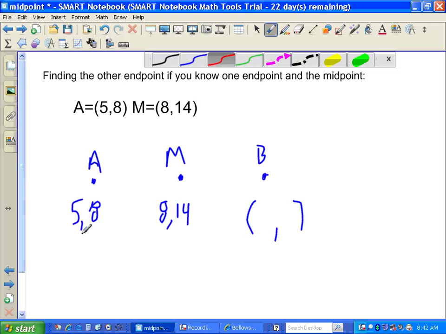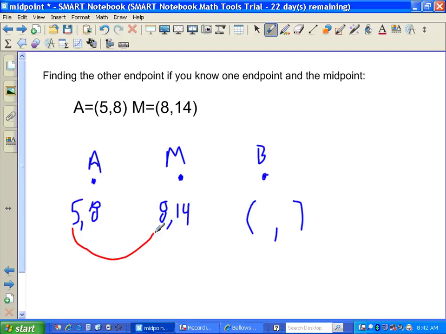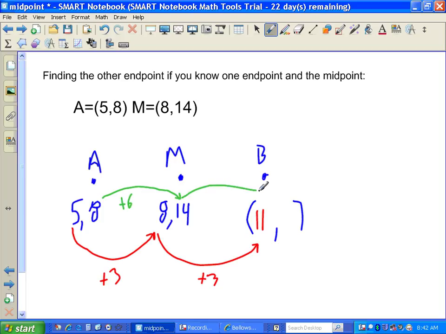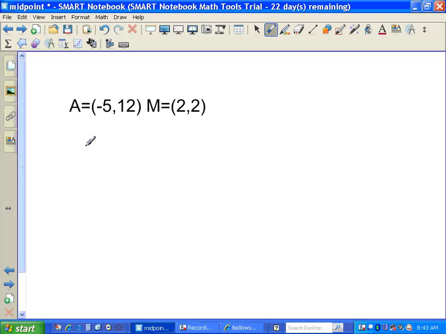Works like this. In the x-coordinate, to get from the endpoint to the middle, how far do we go? We went +3. So, to get from the midpoint to the other end, we're going to go +3 again. 8 plus 3, 11. Yeah, that works. All right, in the y direction, to get from endpoint to midpoint, we went +6. So we've got to go +6 again, 20. We've got an endpoint and a midpoint. We can get to the other end. That is a 20. No big deal. Try this one.